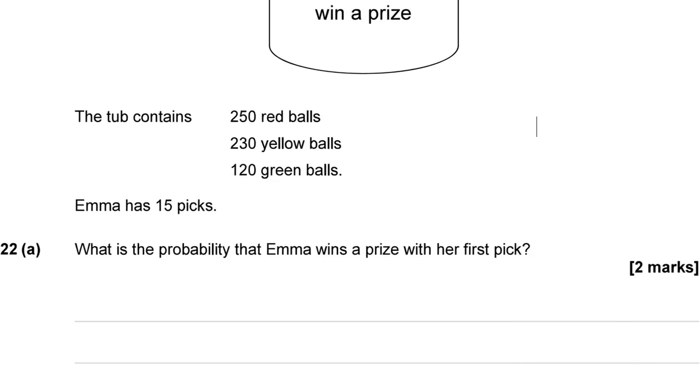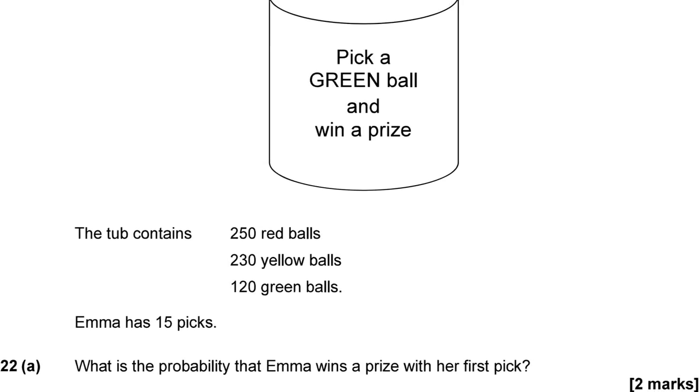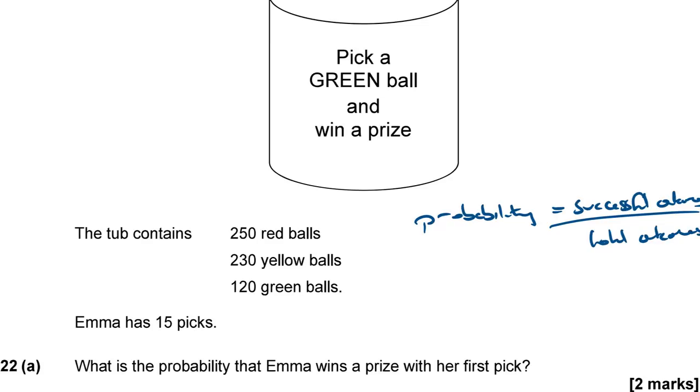Okay, so what is the probability then of picking basically a green ball? So we talked about earlier, the fact that probability is equal to successful outcomes divided by total outcomes. So when we're picking a ball from this tub, the total outcomes is the total number of balls that are in the tub, which is going to be the sum of those, isn't it? So 250 plus 230 plus 120. 0, 5, 3 and 2 adds up to 0 as well. Carry 1, 2, 2 and 1 and 1 makes 6. So there are 600 balls altogether. So total outcomes is 600.